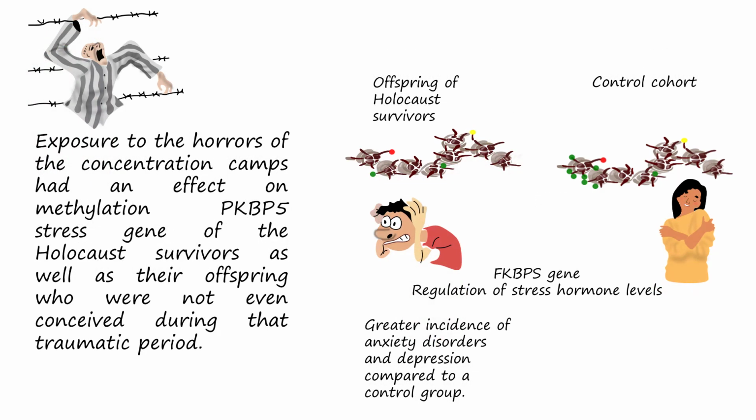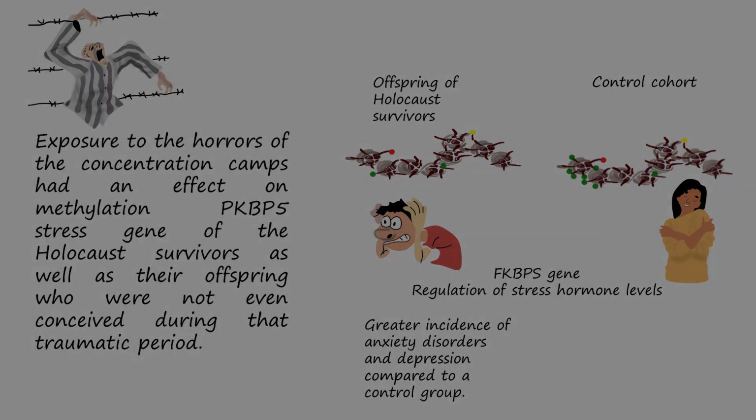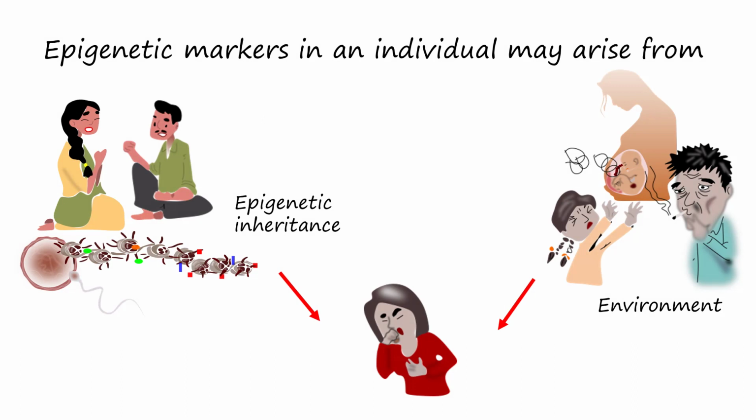Similarly, exposure to the horrors of the concentration camps affected the methylation of the FKBP5 stress gene of the Holocaust survivors and their offspring not conceived during the traumatic period. The change in methylation of the stress gene caused anxiety disorders and depression, even in the children who were not exposed to the trauma. So factors such as diet and stress induce epigenetic modifications which can pass down from parents to children.